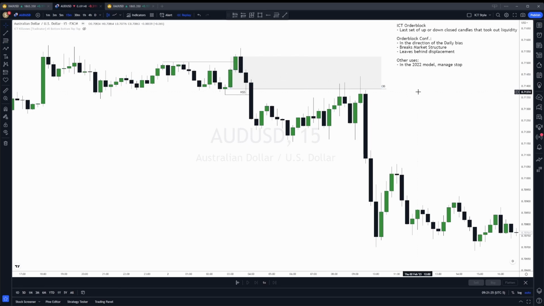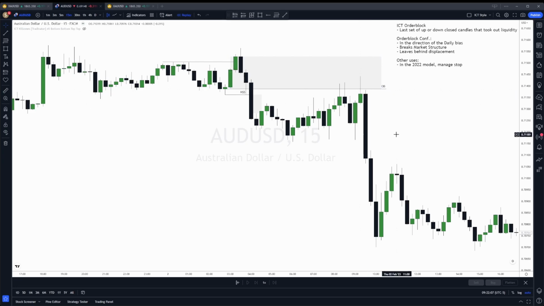And then we have one more confluence, which ICT talks about quite often in the 2022 model. And that would be if we have displacement right after the move that we move away from the order block. So here we have some displacement and some imbalance in form of a fair value gap. If we have that, the order block becomes even stronger. And as you can see, this order block actually worked out.